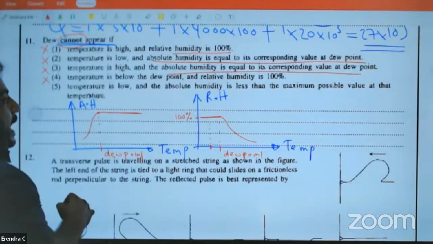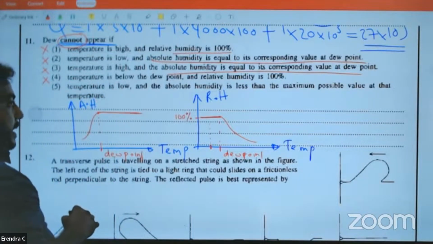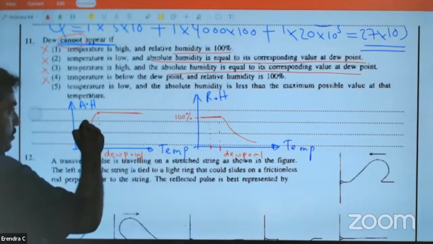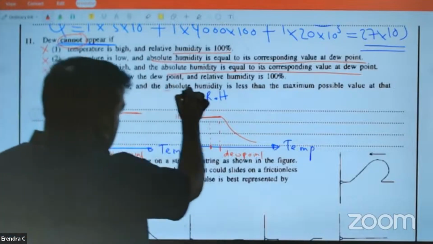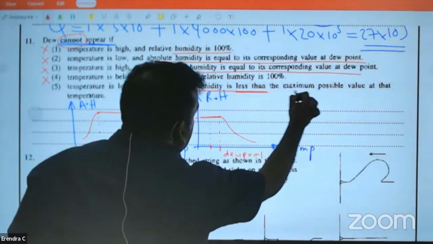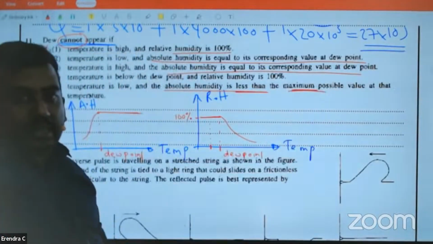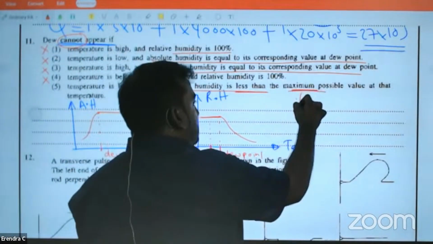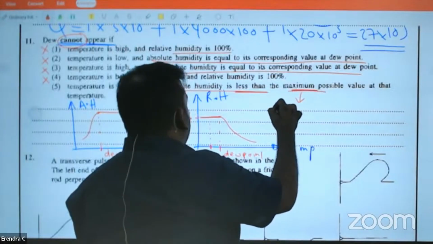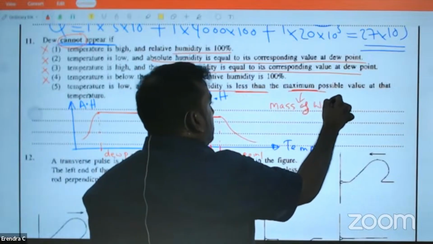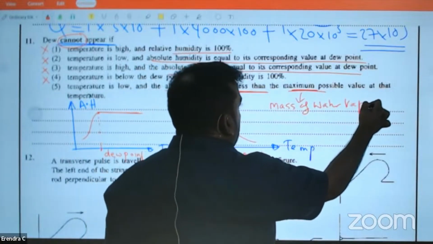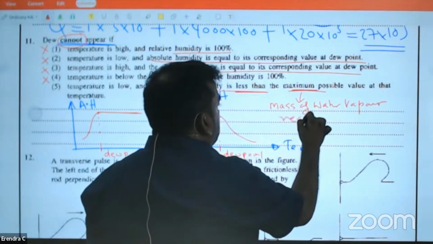Temperature is low. Absolute humidity is less than the maximum possible at that particular temperature. Look very carefully. Absolute humidity is less than the maximum possible. What is the maximum possible? Maximum is the mass of water vapor required to saturate.